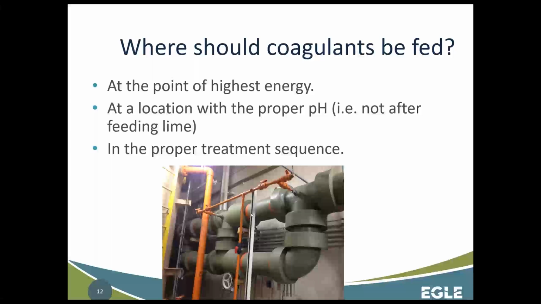And it looks like here we've got 2 static mixers in series, and there's 2 different trains in parallel. So that's nice to have that redundancy. I'm not seeing a valve here to isolate one from the other, so it looks like it's going through both trains all the time currently.